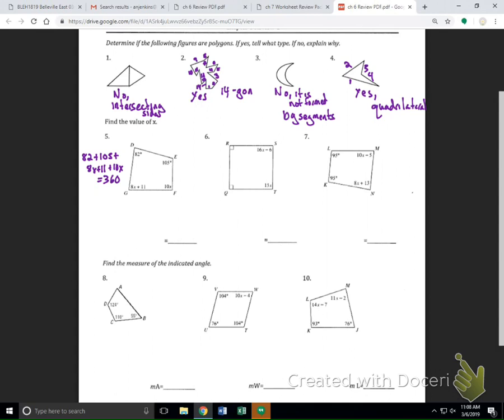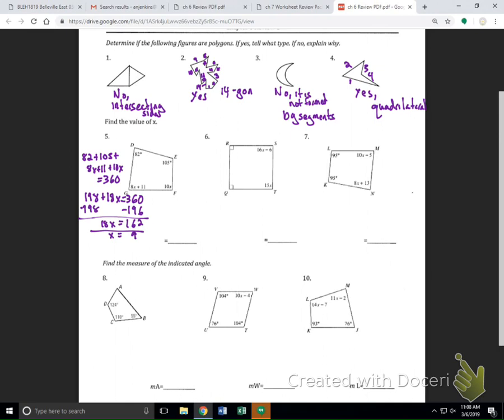We're going to combine our like terms. So 82 plus 105 plus 11. What did you guys get? 198. 198 plus 10x and 8x combined to give me 18x equals 360. We have to combine our like terms, so things that don't have x's and things that do. So I'm going to subtract the 198 to the other side. 18x equals 162. X equals 9. Thank you.